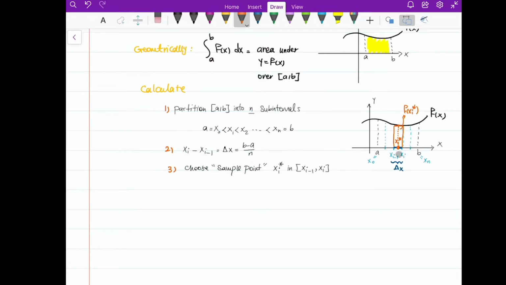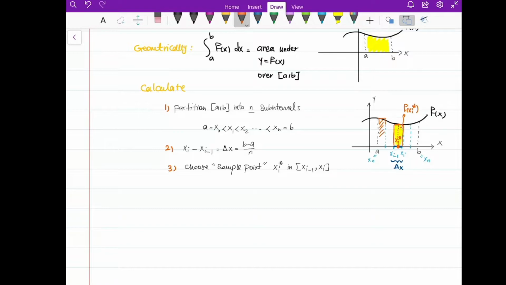Why is this helpful? It's just because I have the width and I have the height. So delta x times the height, which is f of x_i star, would be the area of this small rectangle in here. Now if we choose in each of the intervals one sample point, and then we consider basically the height of the rectangle based on f of the sample point, we are going to make little rectangles, and so we have just these rectangles based on the sample point that we're going to choose.